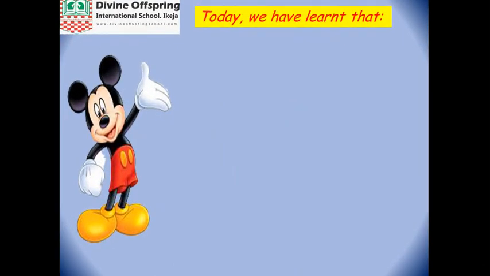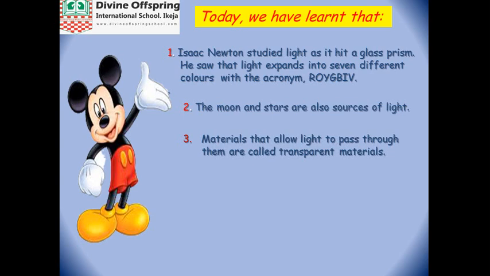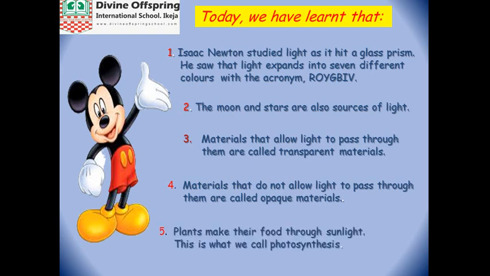Today we have learned that Isaac Newton studied light as it hit a glass prism. He saw that light expands into 7 different colors with the acronym ROY-G-BIV. The moon and stars are also sources of light. Materials that allow light to pass through them are called transparent materials. Materials that do not allow light to pass through them are called opaque materials. And plants make their food through sunlight. This process is known as photosynthesis.